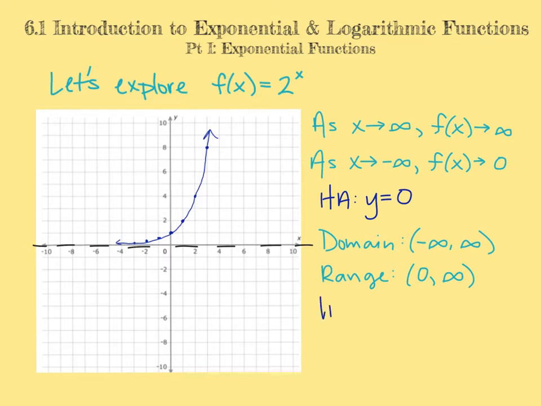So we would write increasing, and we write these as x values. So it's increasing for all x from x is negative infinity to positive infinity, and we would say that it's decreasing nowhere.